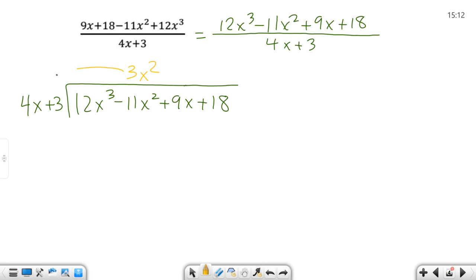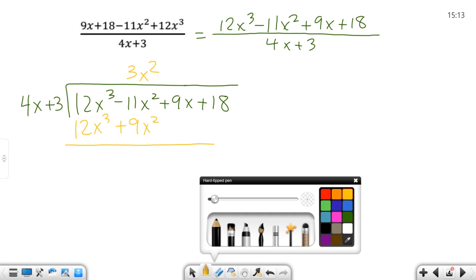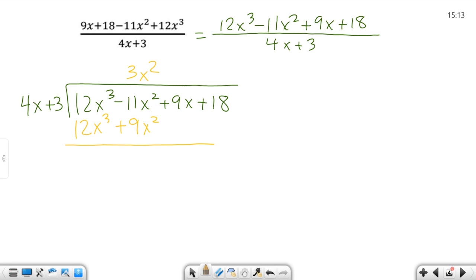So 3x squared, and then I multiply 3x squared times 4x. And look, this better happen. That's the whole reason I picked that, was so that I get the same thing, so it cancels when I change my signs. Then 3x times positive 3x squared is going to be plus 9x squared. And then I just mentioned it, I changed my signs. Make this a minus, make this a minus, that cancels.